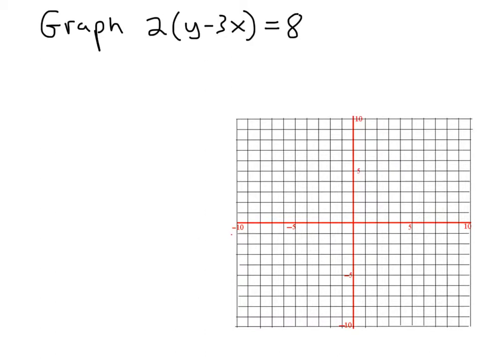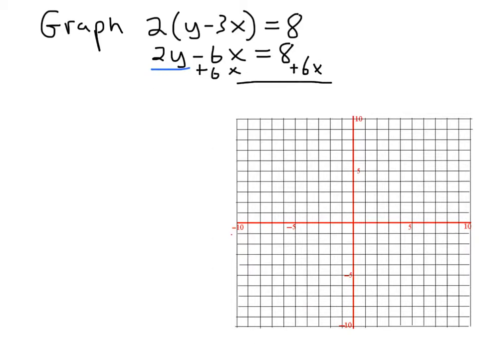Now the first step would be to distribute the 2 through the parentheses, which would give us 2y minus 6x equals 8. Now remember, we're trying to put it in the form y equals mx plus b, which means we have to isolate the y, meaning get y alone. Before we can do that, we have to isolate the term that contains y, which is 2y. So our first goal would be to get the term 2y to be alone. So in order to do that, we'll add 6x to both sides.